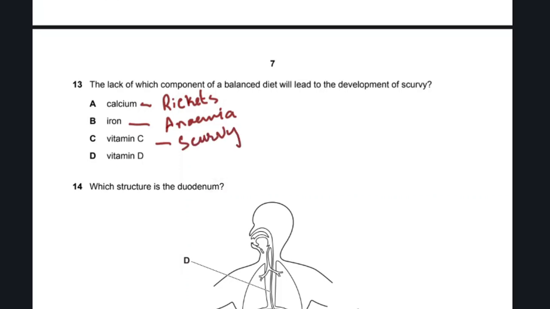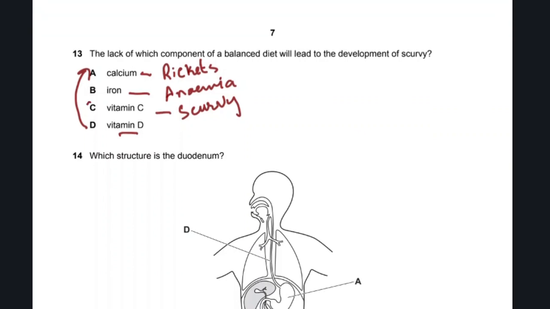And if there is a lack of vitamin D, then again the disease name is rickets, because calcium absorption occurs in the presence of vitamin D. So the answer will be C.